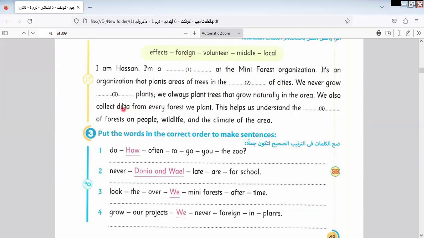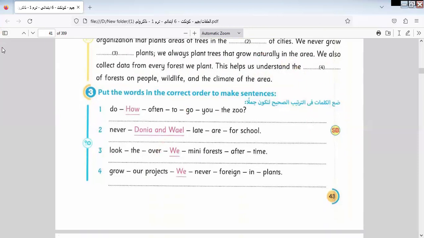We never grow not-local, foreign plants. We always plant trees that grow naturally in the area. We also collect data from forests we plant. This helps us understand the effects. Okay, let's go to another one.